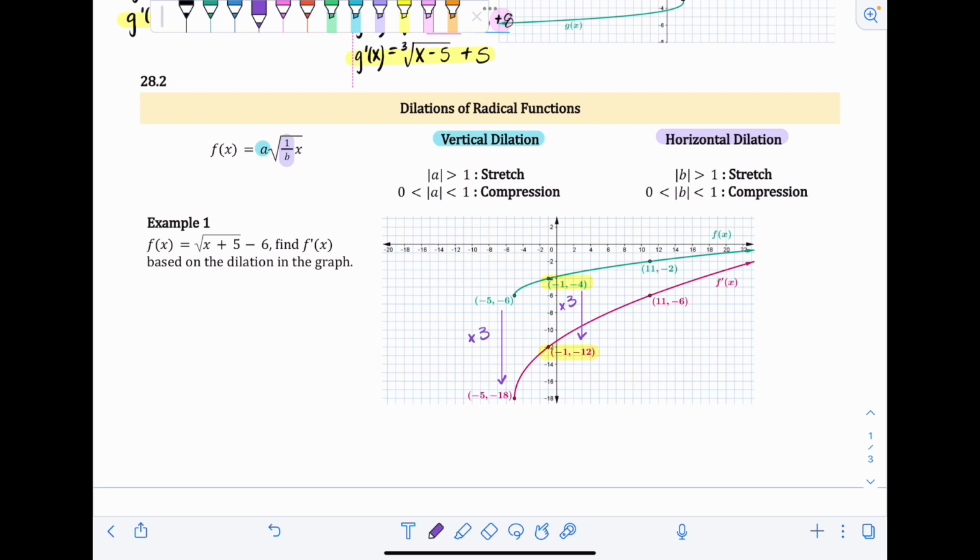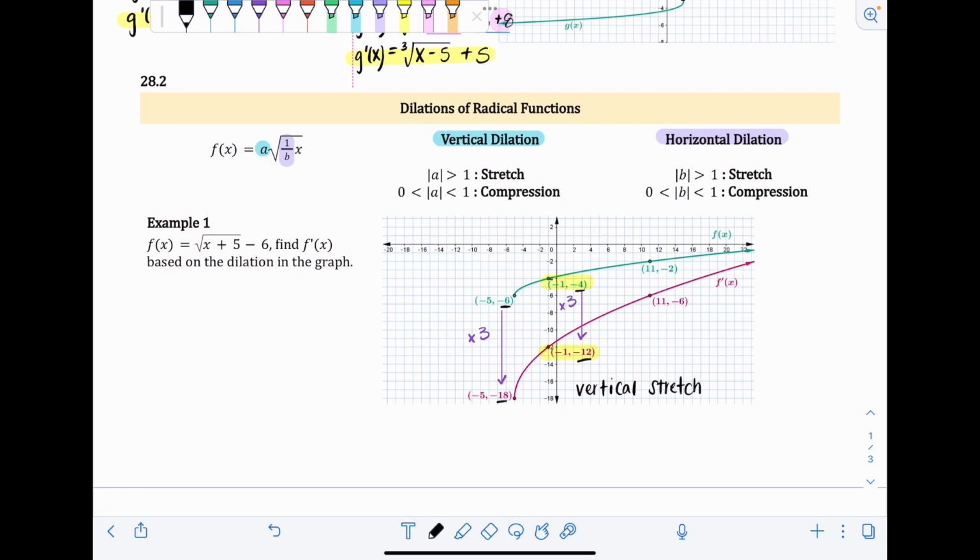So if it's the y coordinate that's changing, like we go negative 6 to negative 18, negative 4 to negative 12, it's a vertical stretch or compression. In this case, if f of x is the green one, that's where we're starting, the red one is getting pulled away from the x-axis, so it would be a vertical stretch. Another way of telling that is whatever you're multiplying each point by, the scale factor, in this case 3, that is your a value. That tells you if it's a stretch or a compression. 3 is greater than 1, so it would be a stretch.